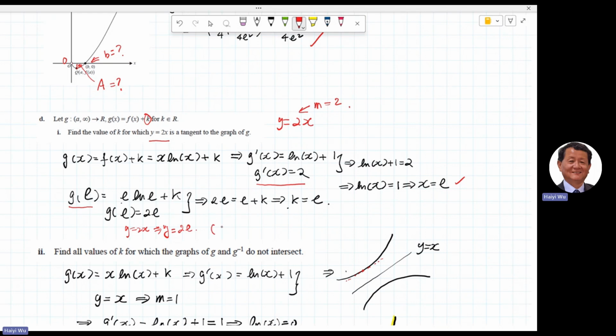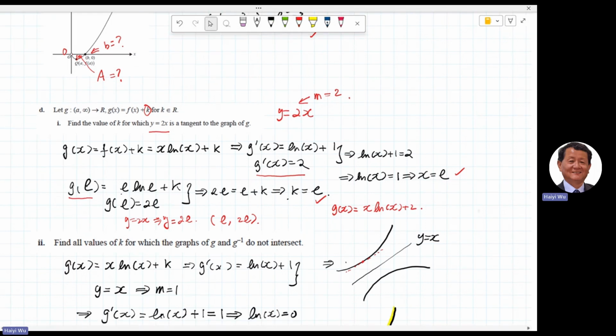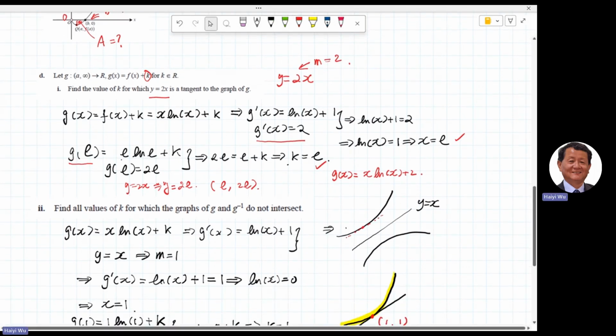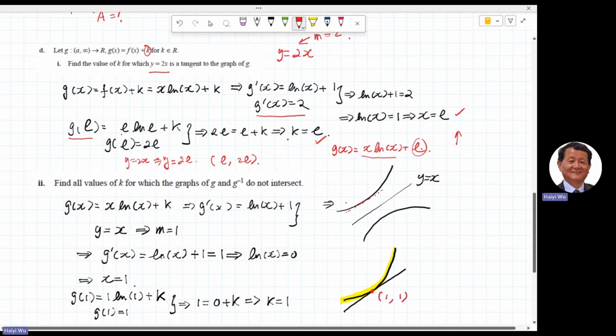So this is the intersection point between the tangent and g(x). This point is also on g(x), so we substitute into g(x) to find that k is e. So this means g(x), in this case, is f(x), which is x log x plus e. That means I shifted g(x) upwards, so we translate upwards by the e value.